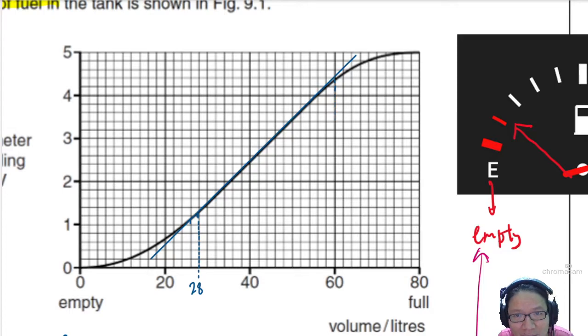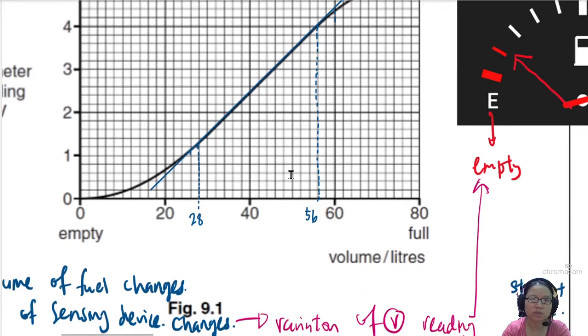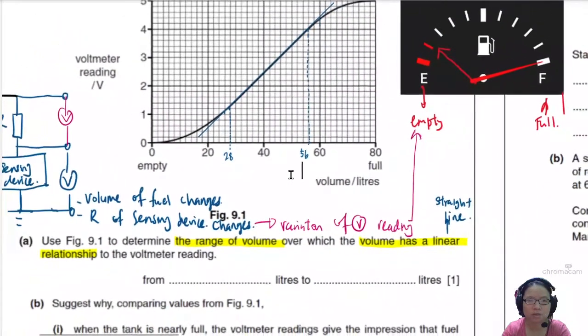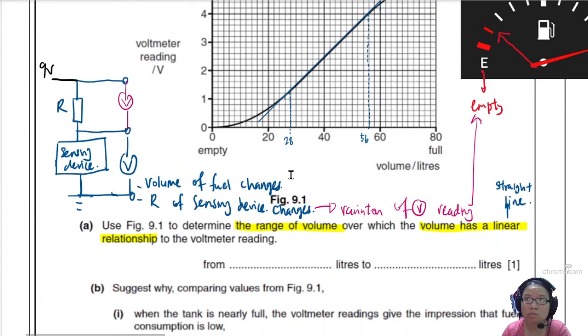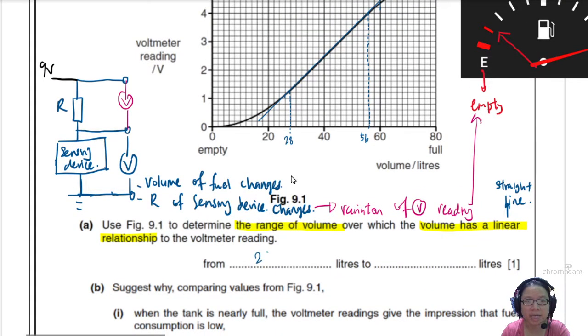Which you can tell is not very proper because I'm just using computer. So I think the point where the curve leaves the line is somewhere here. I zoom in already, you also do the same lah. So this one looks a bit like 56. So I will say from 28 to 56, where the graph is still a straight line, this is where it is still linear. Alright, so I'm gonna fill it in for you now.